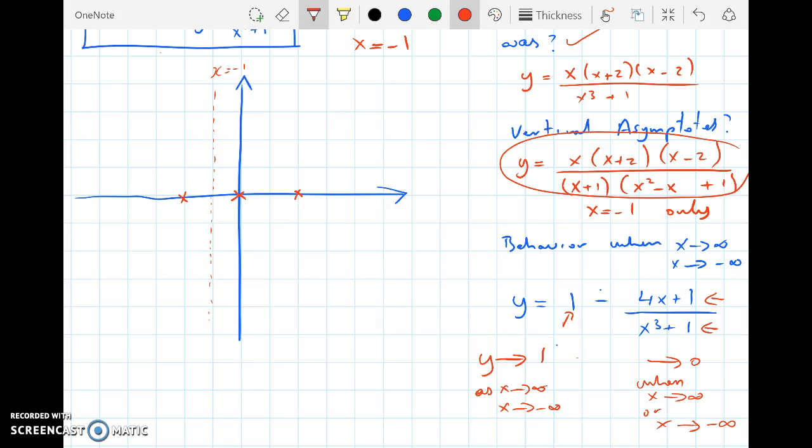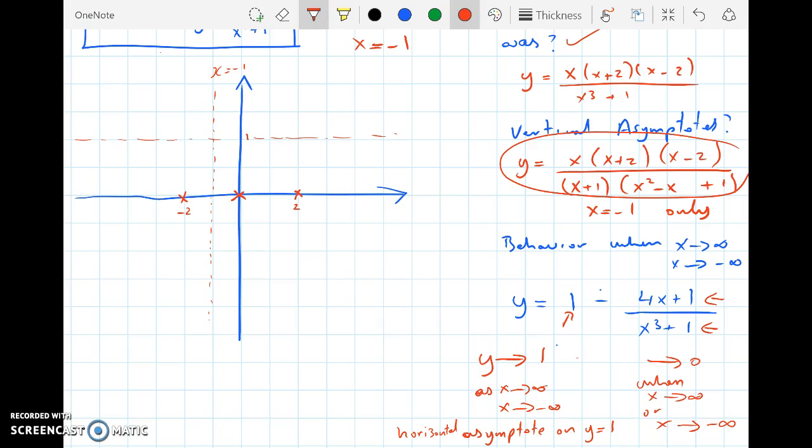Okay, so what that's saying is that we've got a horizontal asymptote on y equals 1. So let's just put that in here. Okay, I know my scale is not the same, but that's fine. There's no problem with that. It might be easier to actually do the sketch later. Okay, and my vertical asymptote there is at minus 1.